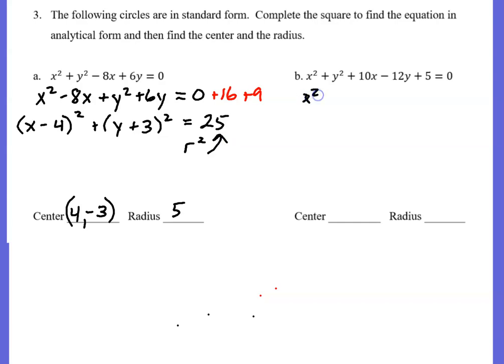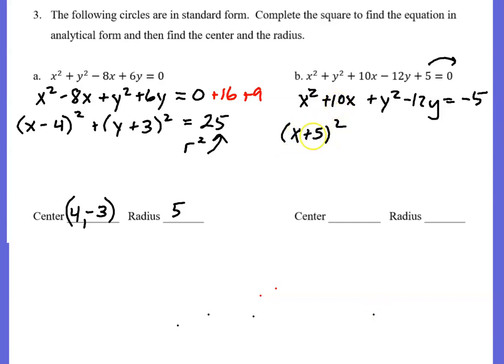I'm going to get all the x terms together, so plus 10x, and then the y terms together. And then I'm going to take this guy to the other side, which I would have to subtract. So right now there's negative 5 over there, but we'll see what happens. Let's complete the square. This guy becomes x plus 5, half of this. And then to compensate, I have to add 5 squared to this side, so 25.